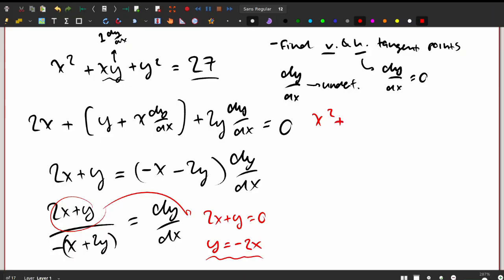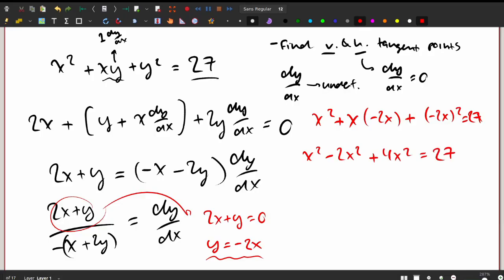X squared plus x times negative 2x plus negative 2x squared is equal to 27. X squared minus 2x squared plus 4x squared is equal to 27. 3x squared is equal to 27. X is equal to plus and minus 3. So there are two solutions to this.